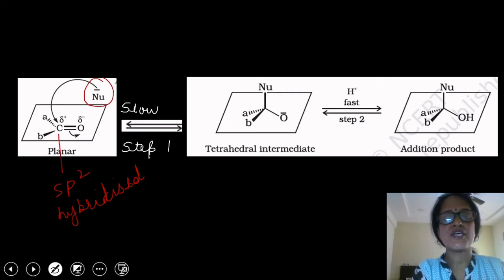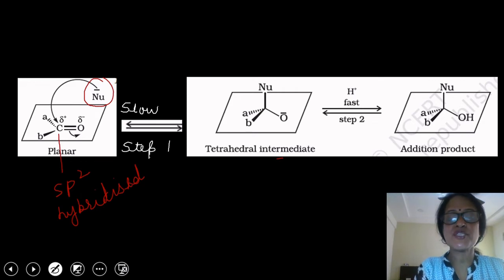We can see that a nucleophile attacks the carbonyl carbon atom from the direction approximately perpendicular to the plane, as a result of which a tetrahedral intermediate is formed and the hybridization changes from sp2 to sp3. So this is the first step, which is the slowest step.